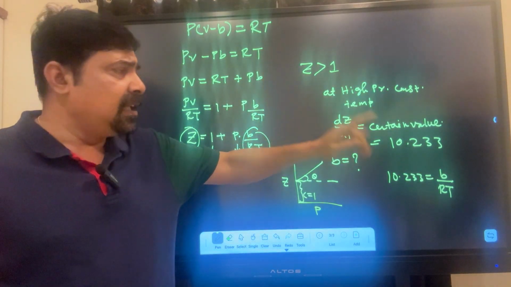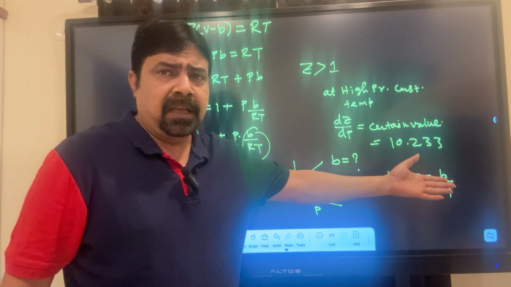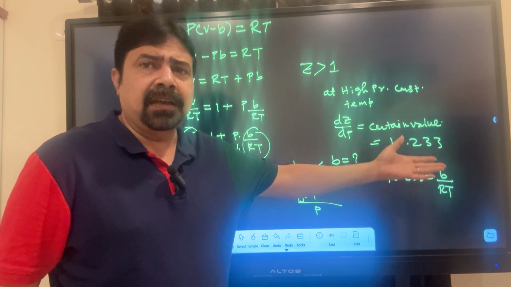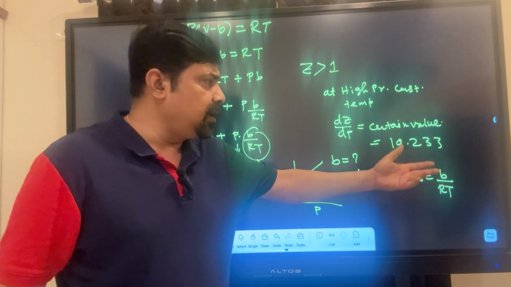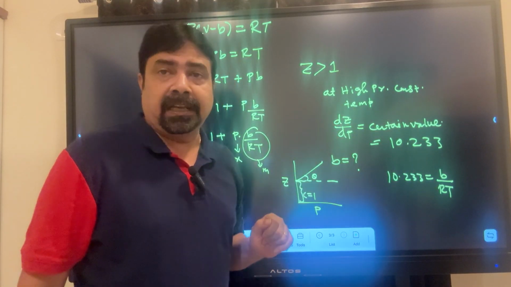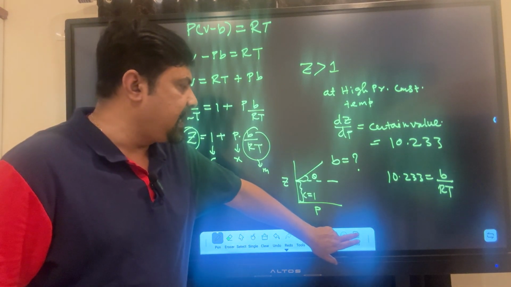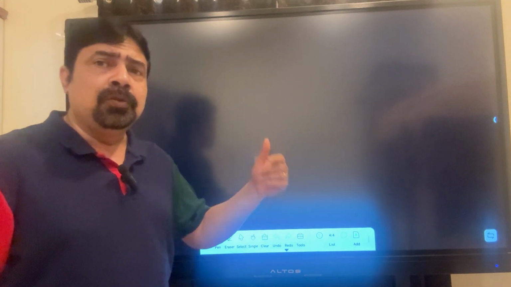Now from there I understood, okay, 10.233 equals b by RT. The temperature they will mention, then you will get the R value. You will put it in joules, or whatever unit they are giving. If it is in calories, you can take R in calories, or if SI units are given, you can put it in joules. Then you will get the b value.